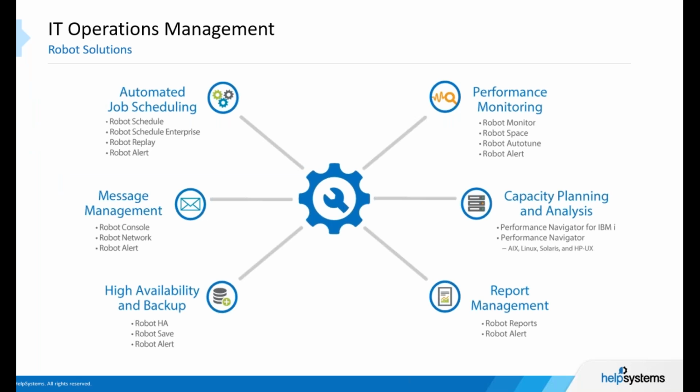So where that plugs into the robot solution set looks like this. Over here on the right-hand side, you'll see that capacity planning and analysis has been added to the robot product line in the form of Performance Navigator for IBM. And there's also a multi-platform Performance Navigator. So now, along with our real-time performance monitoring technology, Robot Monitor, we also have the ability to do capacity planning and past performance analysis and make recommendations.